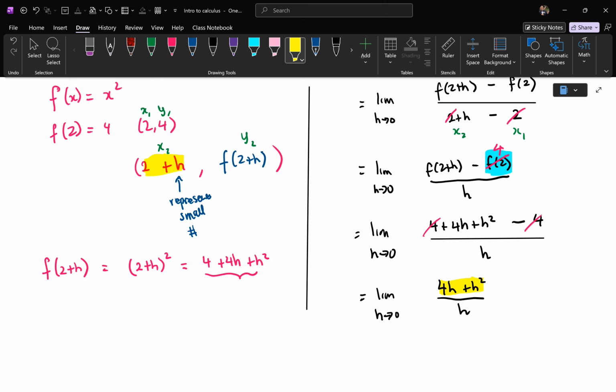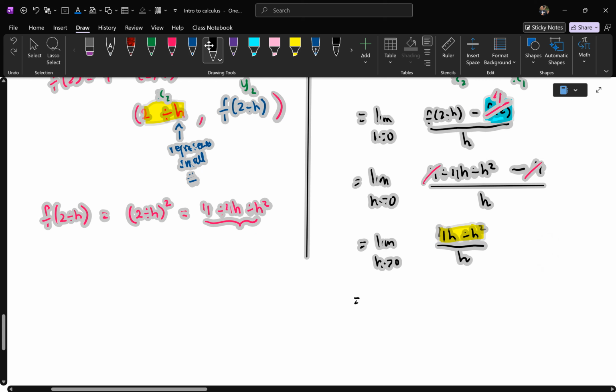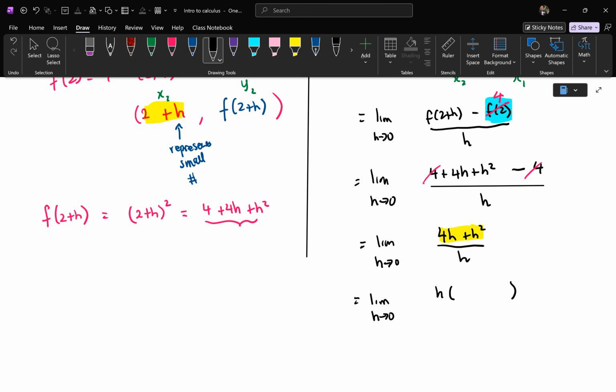What's common about the numerator? Factorize it. If you factorize it, what do you get? h is a common factor. What's inside the brackets? 4 plus h. But because you're also dividing by h, what happens to the h's? They're gone. h divided by h is 1, cancels out.